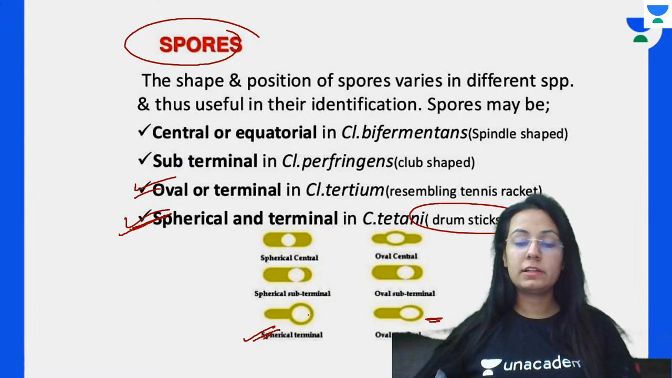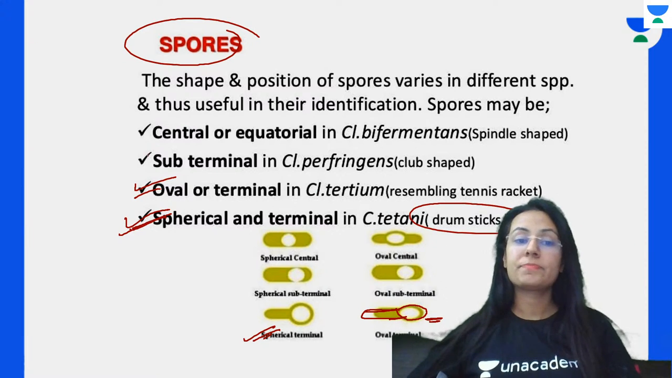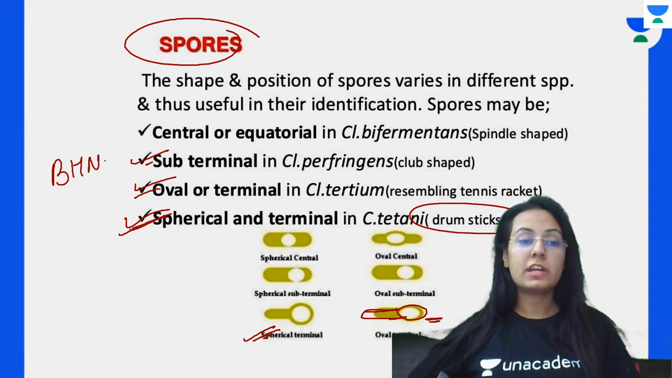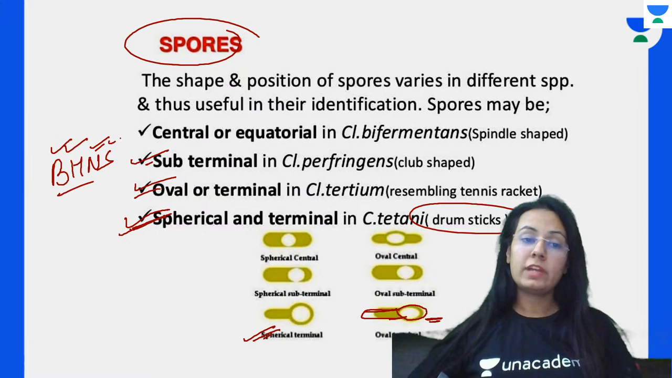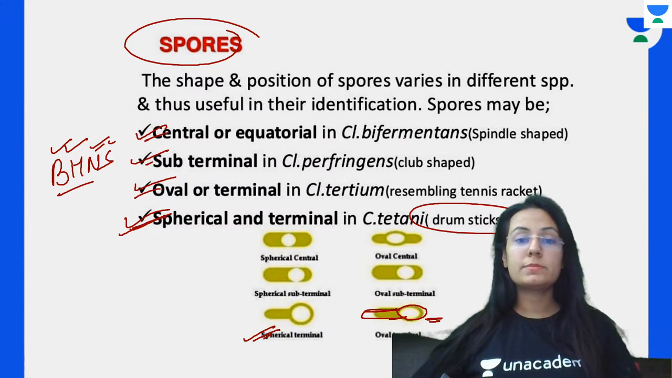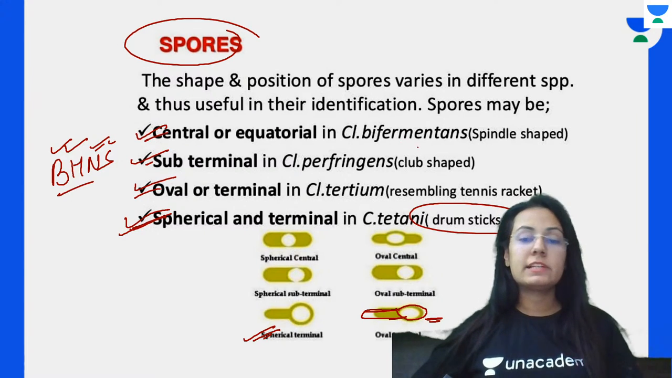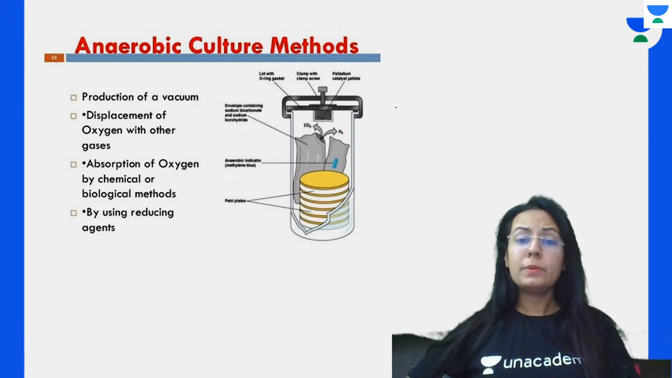This was the spherical drumstick appearance, and the tennis racket appearance that is oval, that is present in the Clostridium tertium. Subterminals we remembered by the mnemonic BHNS, that is botulinum, histolyticum, novyi, and septicum, with the central spores present in bifermentans as well as in Clostridium perfringens.